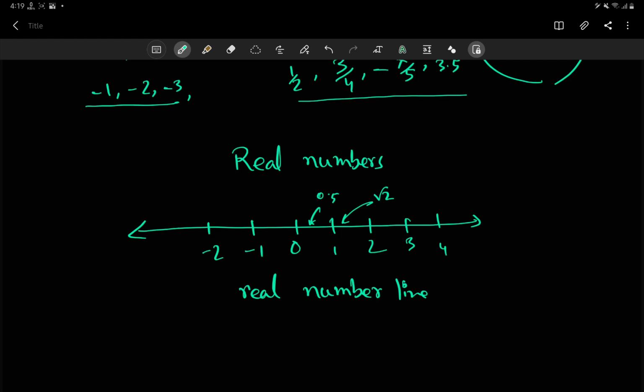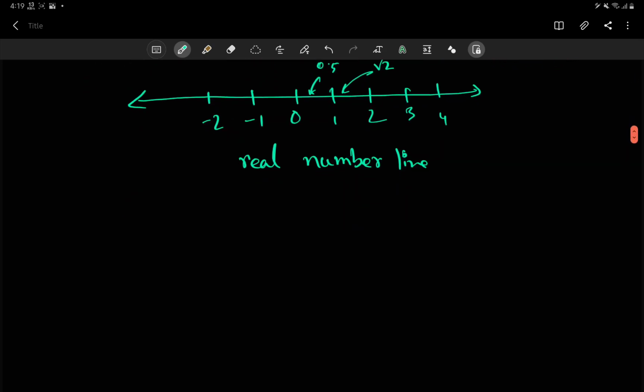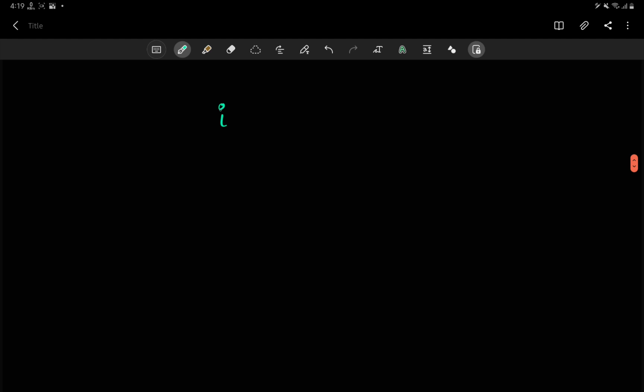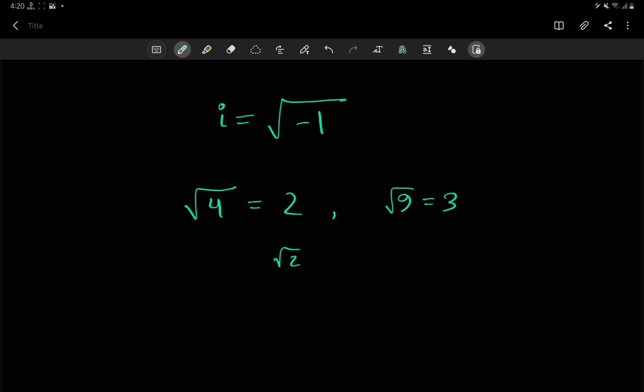Then we were also introduced to something called an imaginary number. Okay, so if you remember, square root of -1. We know that square root of 4 is 2, right? So if you square 2, you get 4, right? If you square 3, you get 9, and if you square √2, you get something like 1.41 something, right? That doesn't repeat and goes on forever.